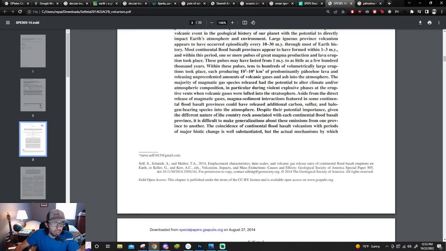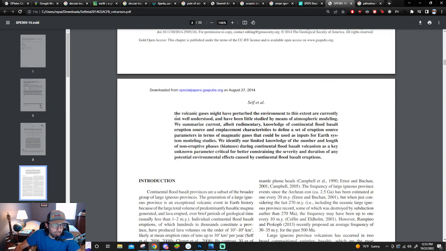Despite their importance, given the coincidence of continental flood basalt volcanism with periods of major biotic change, the actual mechanisms by which the volcanic gases might have perturbed the environment to this extent are currently not well understood and have been little studied by means of atmospheric modeling. We summarize current, albeit rudimentary, knowledge of continental flood basalt eruption source and emplacement.